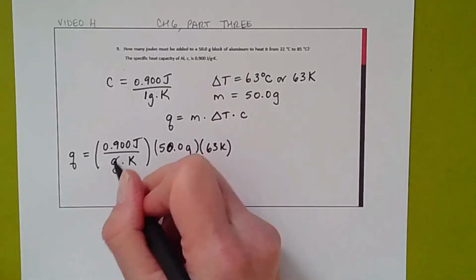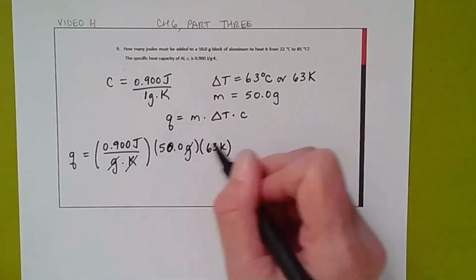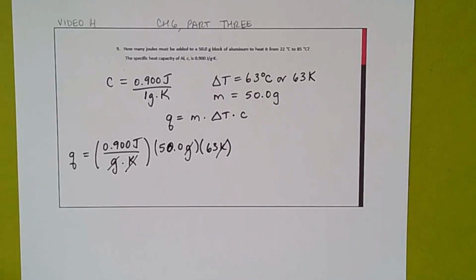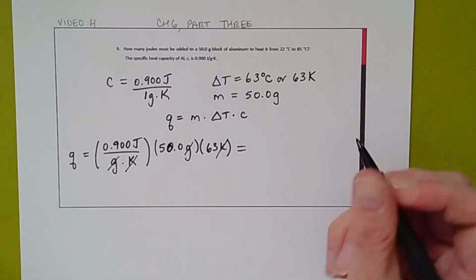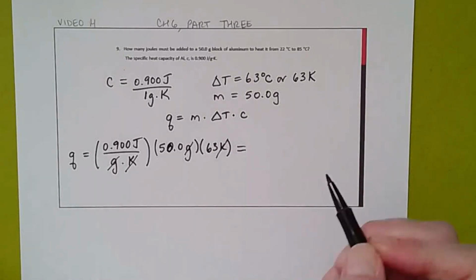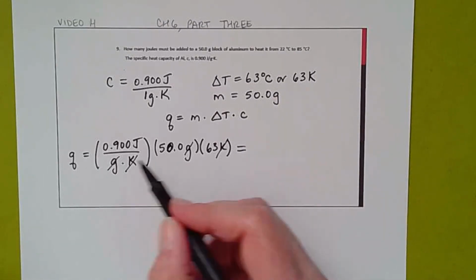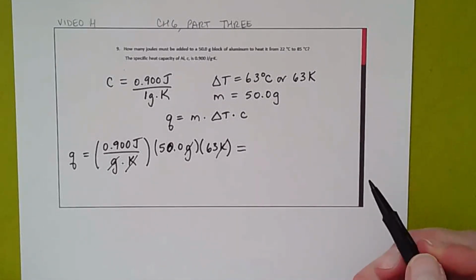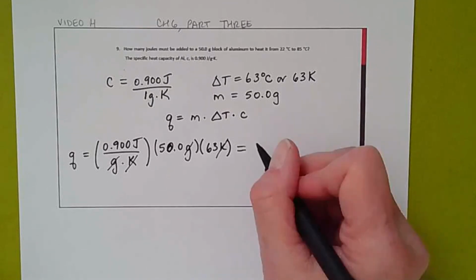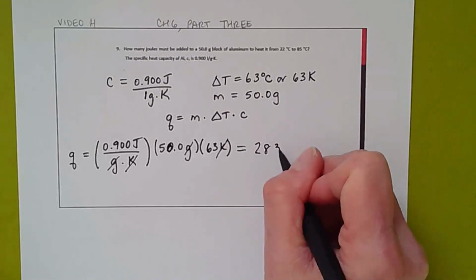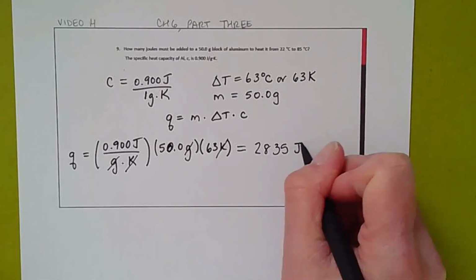So here I can cancel out my grams, cancel out my temperature unit, and I'm going to end up with joules. When you do this on a quiz or exam, I'd like to ask you to please clearly show your cancellation of units. So this gives me 2835 joules.